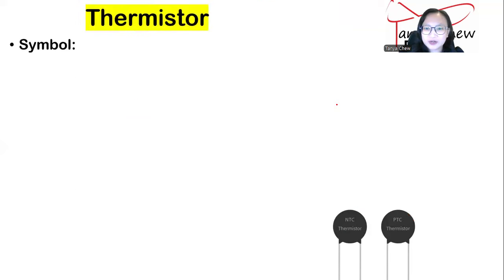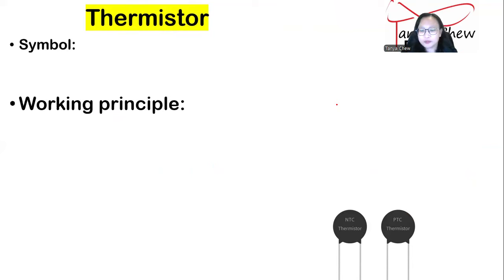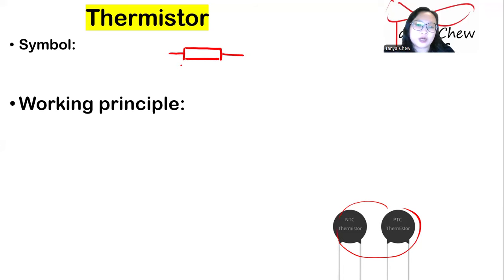Now, thermistor. So this is a thermistor. I have two types: one is called NTC, the other one is called PTC. But the one that is required in your syllabus is just NTC. So this is the symbol of thermistor. I'm going to draw it up. A rectangular shape, again put horizontal lines at two ends, and then you draw a line like a step shape like that. That's the symbol of thermistor.